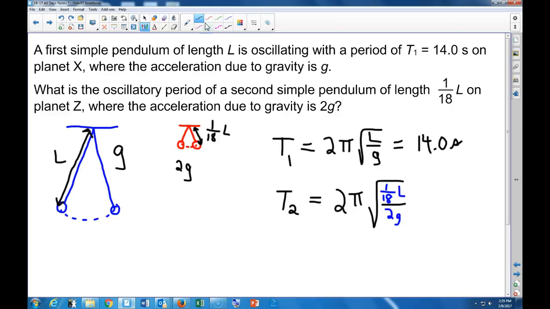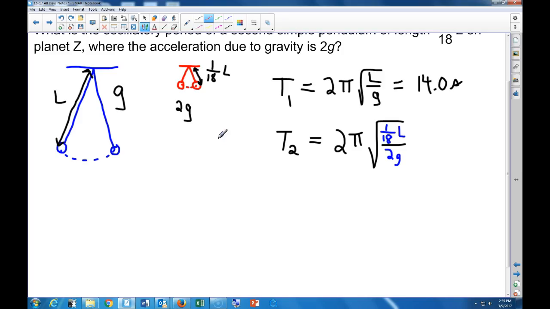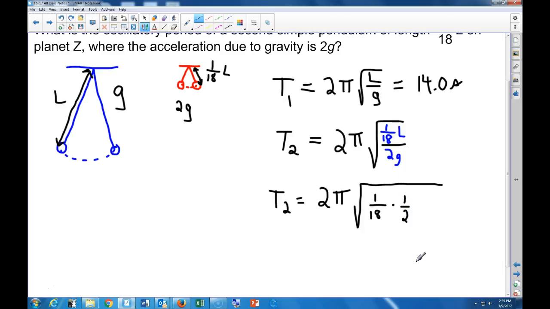Okay, so what do I have to do? I know I'm going to have to get the 2 pi, the radical L, the radical g, all together in one group, so that I can next substitute in the 14 for 2 pi radical L over g. So let me see if I can put those together. T2 is 2 pi times, what can I write down? Well, there's a big giant radical. I've got 1/18. I'm dividing by 2, which is the same as multiplying by the reciprocal. Am I done? No, I'm not done. I've got L and g still under the radical as well.